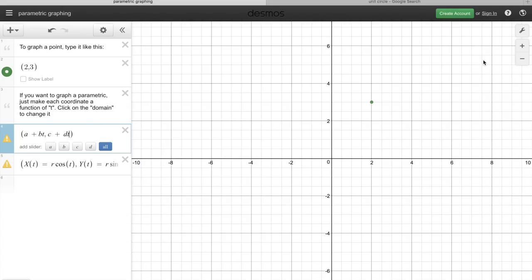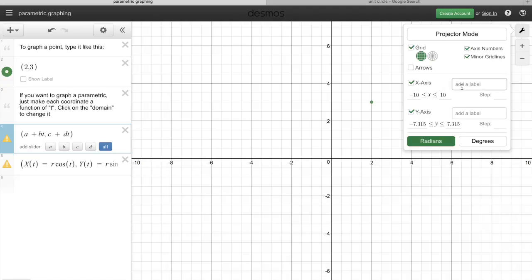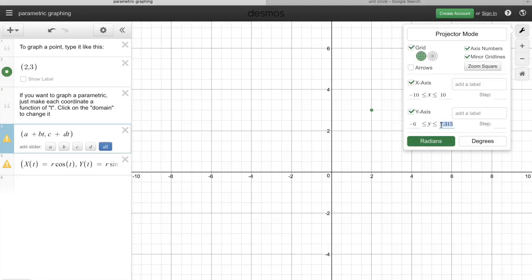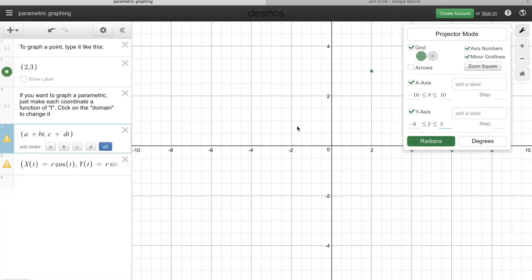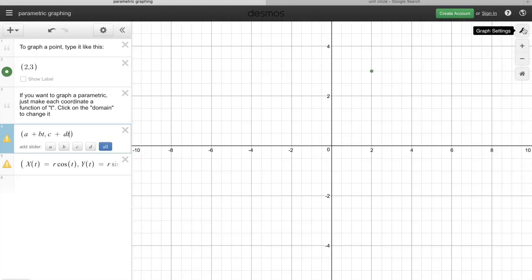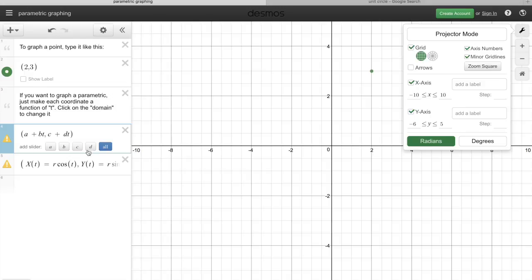The first thing you want to do is go over to the top right hand corner, click on the little wrench, and change your window settings so the x interval is on -10 to 10 and the y interval is on -6 to 5. Alright, now we're ready to start graphing our jellyfish.